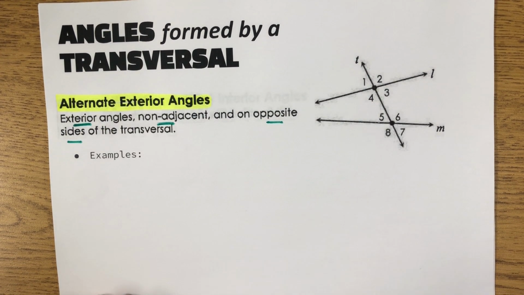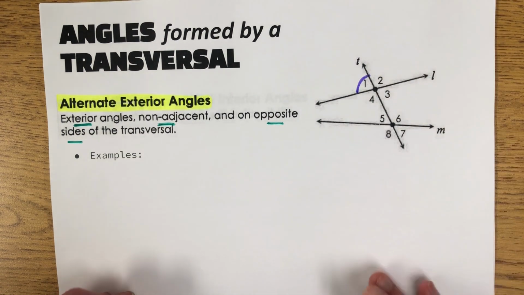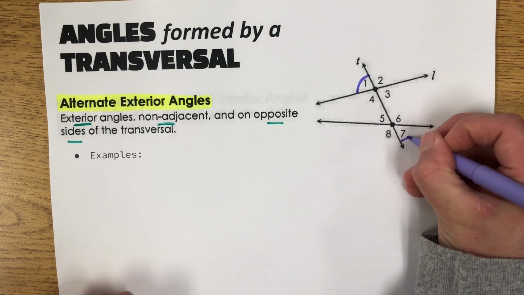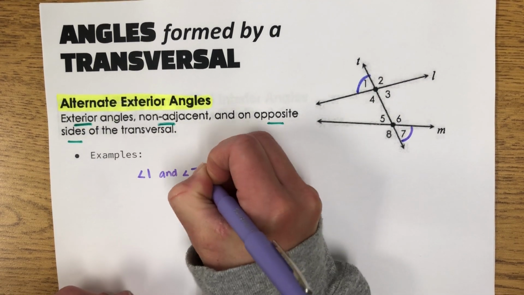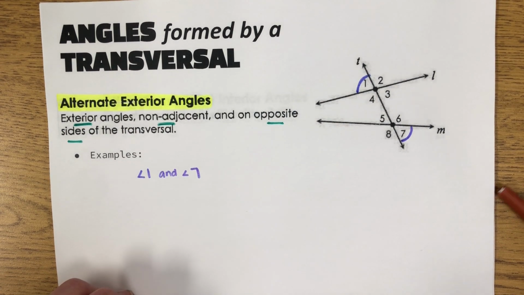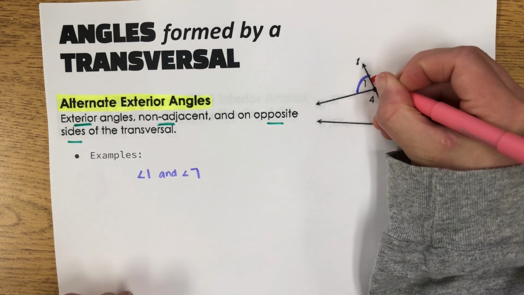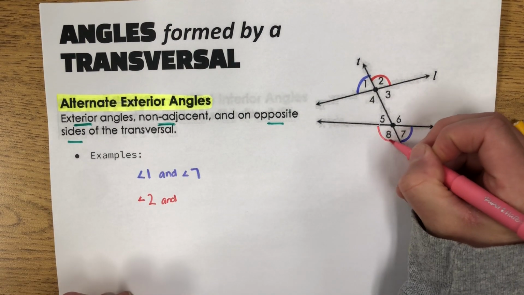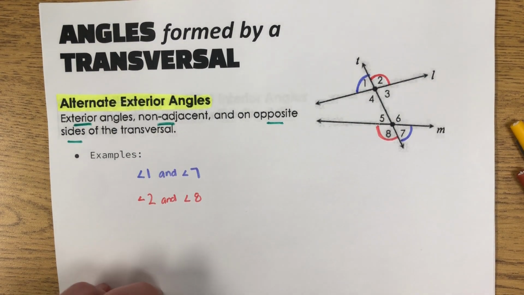So let's go ahead and look at that. There's really only two pair relationships here. And the first one, they're on the outside, so they have to be exterior. So let's start with number 1. And so if we look at number 1, if it's on the other side of the transversal, that'll be 7. So angle 1 and angle 7. And then the other one, the relationship with angle 2, so then angle 2 and angle 8. Angle 8. Okay, so that would be our alternate exterior.